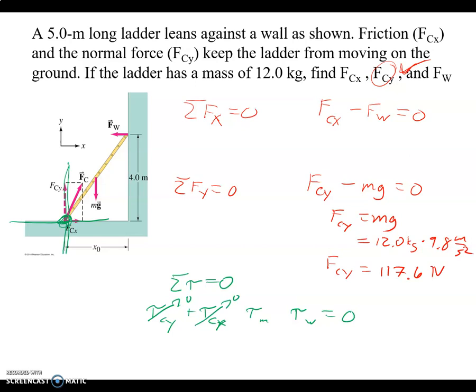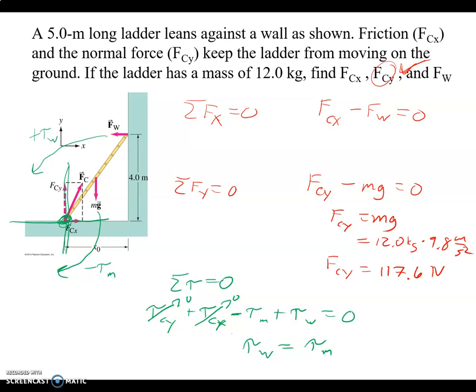Now, the torque due to the weight of the ladder is going to exert a clockwise or negative torque. And then torque due to the wall is going to exert a positive torque. Therefore, the torque due to the wall has to be equal to the torque due to the weight of the ladder.